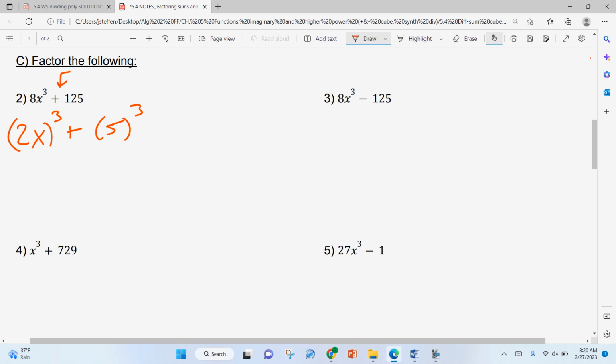Always use your list. If your number's not on your list, obviously, that list goes on, but especially with third powers, it gets pretty big pretty quickly. So I imagine all the numbers I give you are probably on the list. But if it's not on your list, it's not a perfect cube. Again, I'm not going to try to trick you.